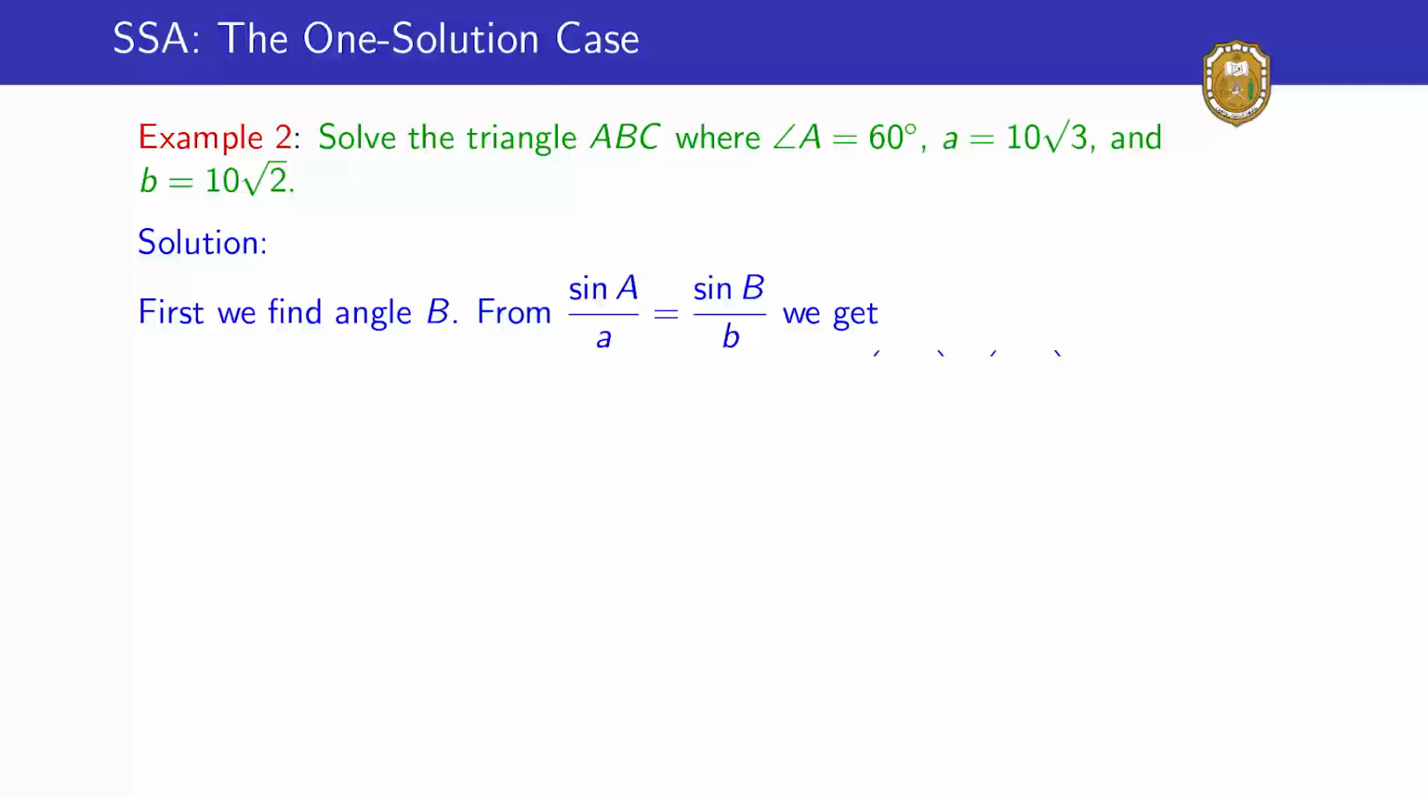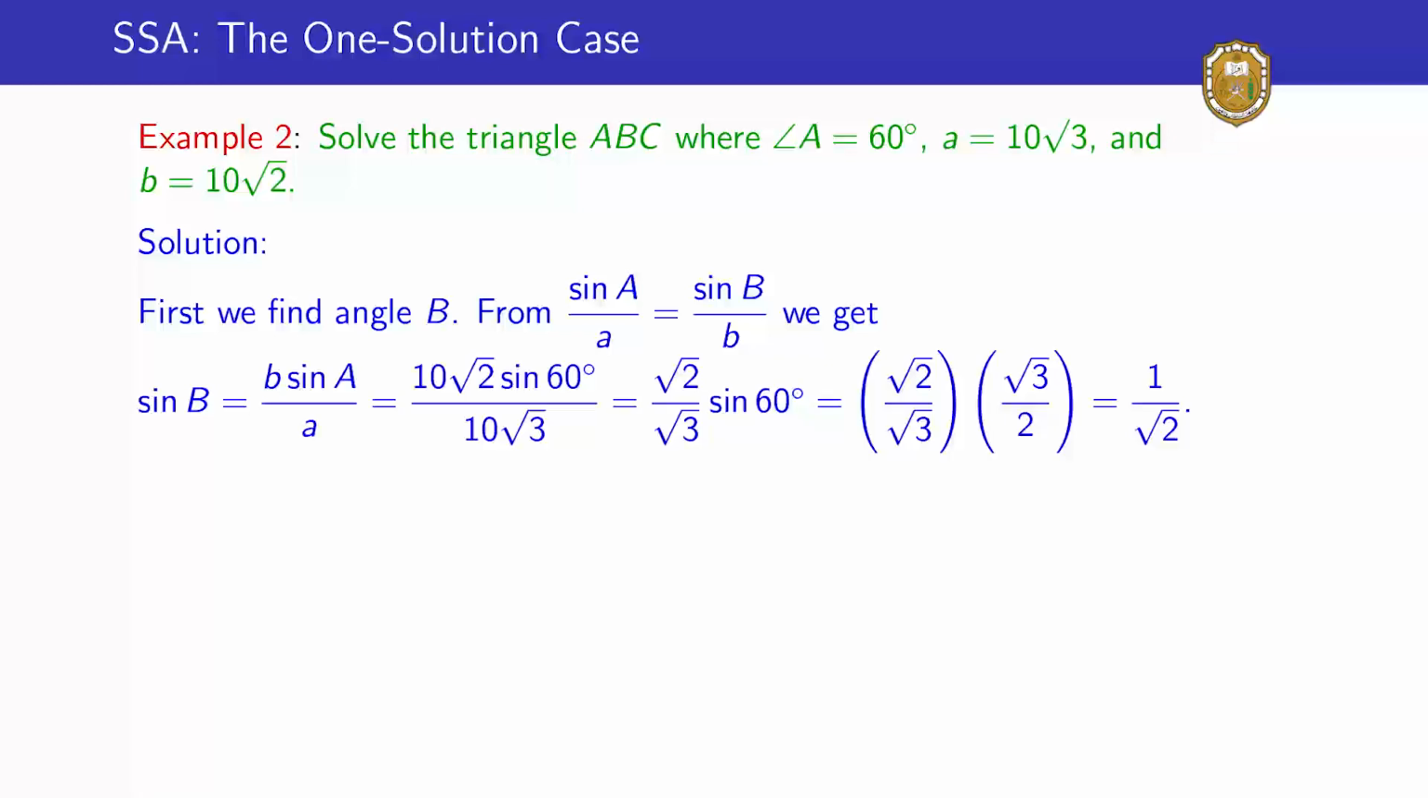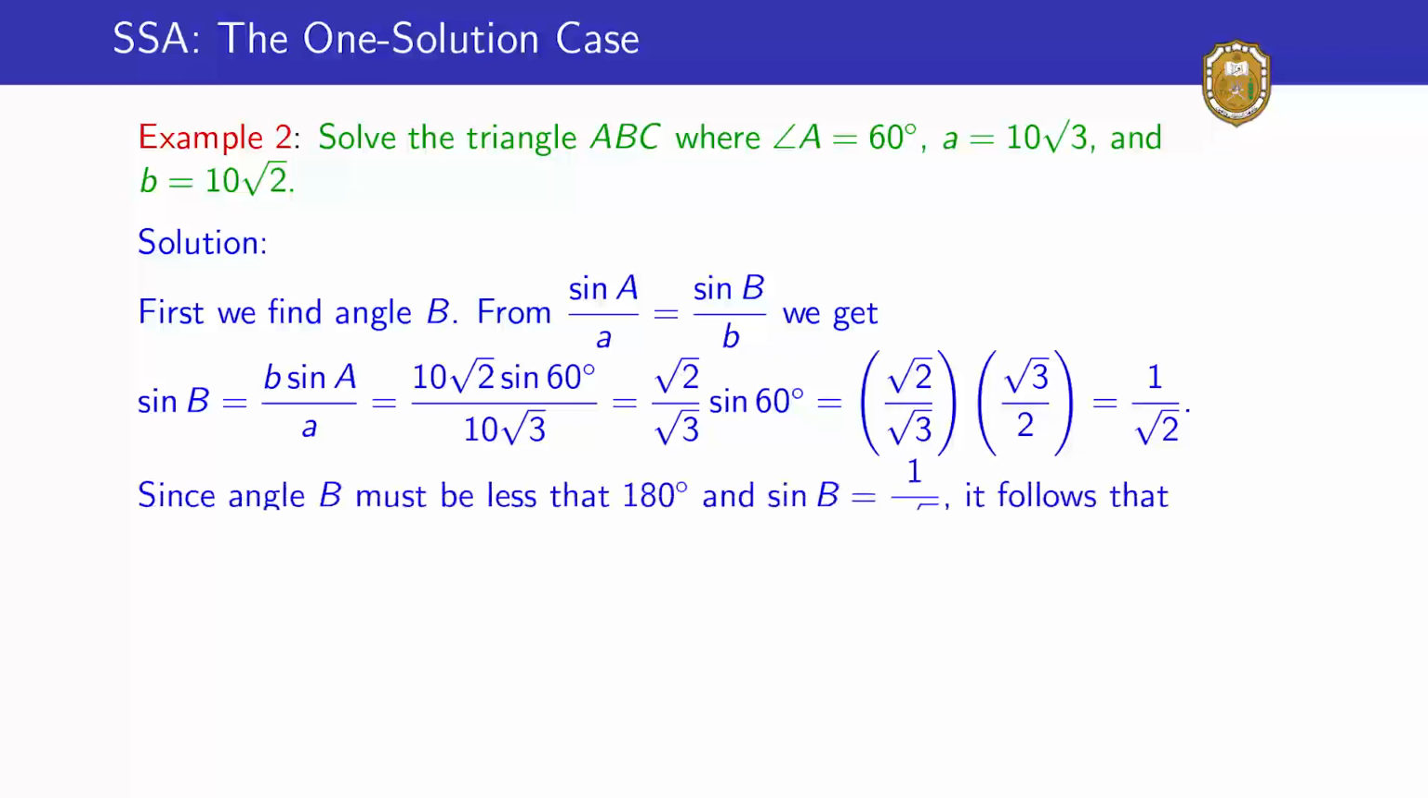From the law of sines, we know that sine A over a is equal to sine B over b. So sine B is equal to b sine A divided by a, and that is equal to 10 root 2 sine 60 divided by 10 root 3. That gives you root 2 over root 3 times sine 60, which is root 2 over root 3 times root 3 over 2, because the sine of 60 degrees is root 3 over 2, and eventually that gives you 1 over root 2. So we see that B is an angle whose sine is 1 over root 2.